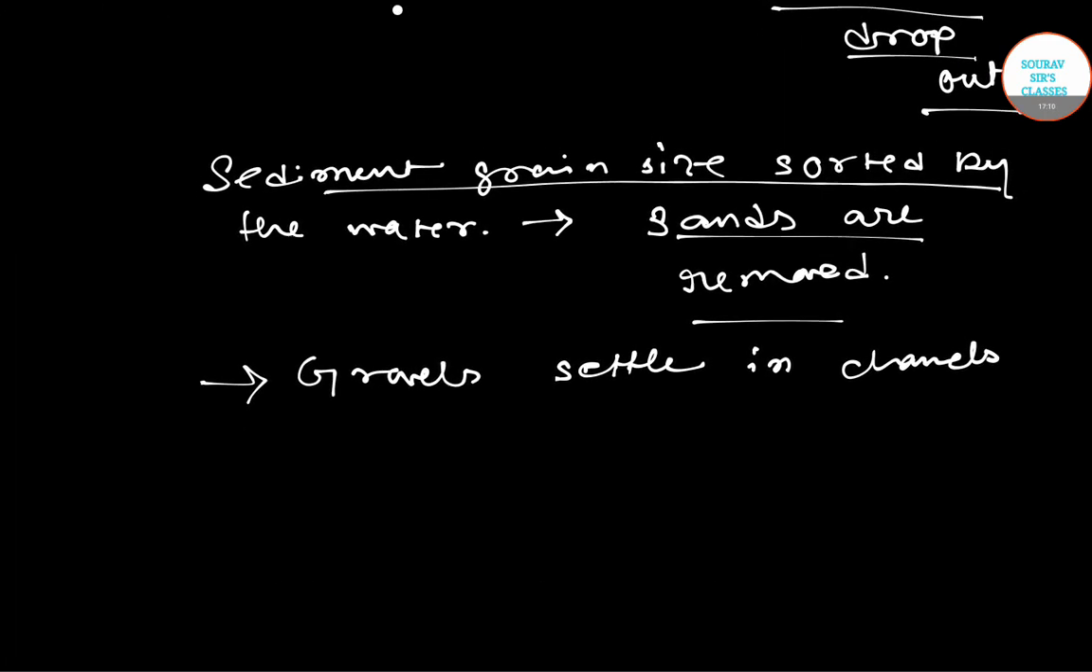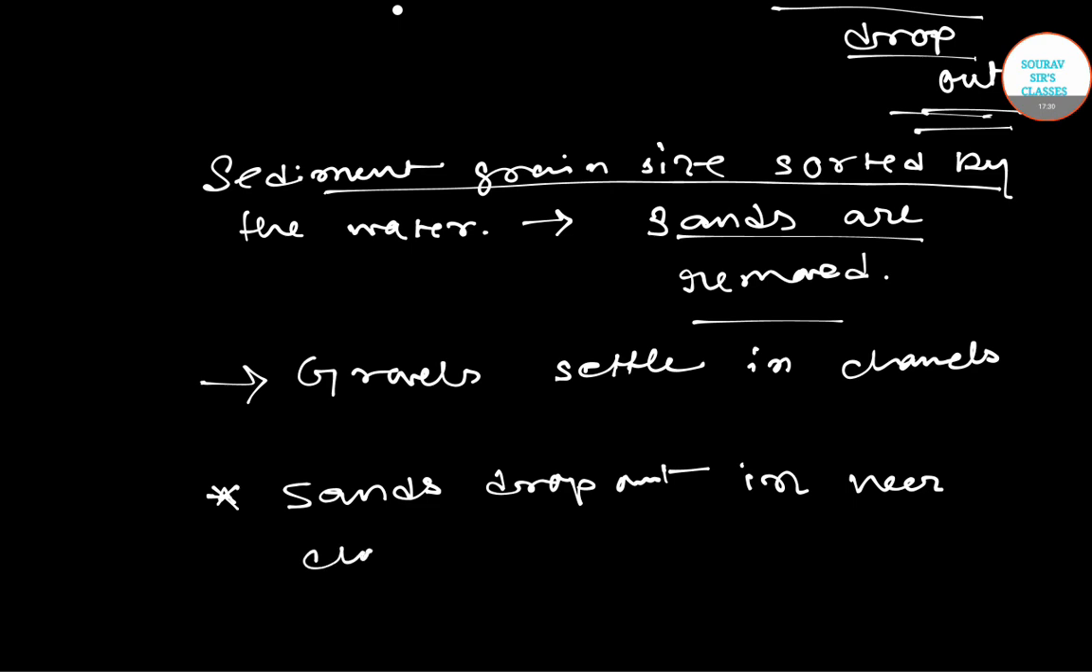Sands, then what happens? The sands that drop out, I already told you, drop out in the near channel environment. Silts and clay drape floodplains away from the channels. So silt and clay, or we can say mud, drape floodplains away from the channel.